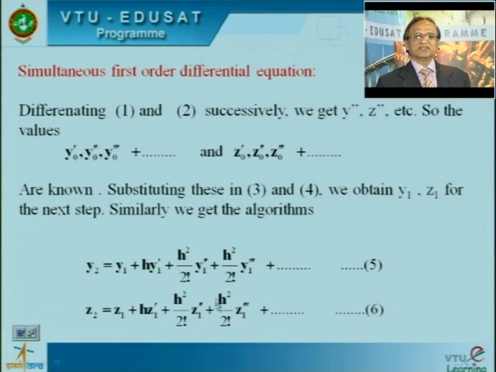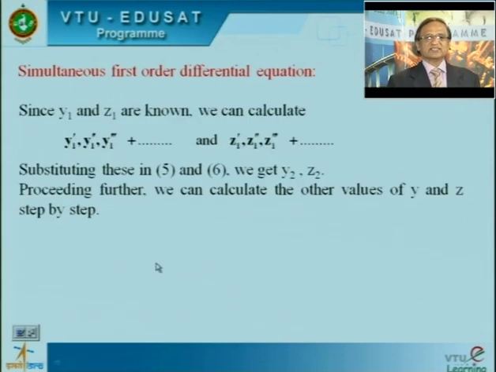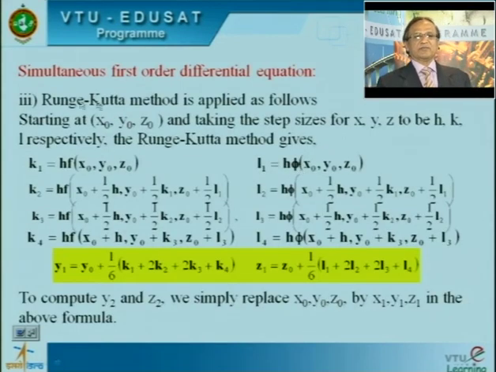Then I will substitute in these two formulas and I can obtain y2 and z2, and similarly you can obtain y3 and z3. So, y1 and z1 are known. We can calculate all these things, substitute in 5 and 6, and we get y2 and z2. Similarly, if you want to calculate y3 and z3, y4 and z4, then you can draw the graph and compare. Suppose they have given simultaneous equations, or a second order differential equation that we have reduced to first order simultaneous differential equations.